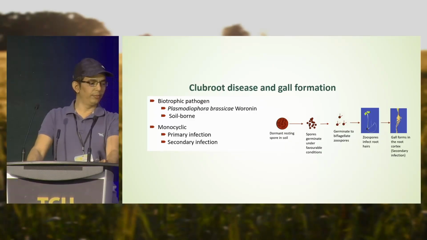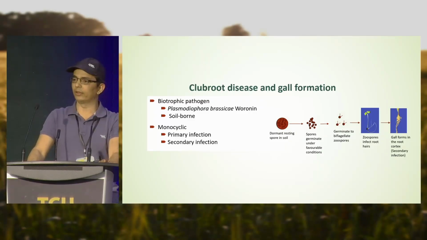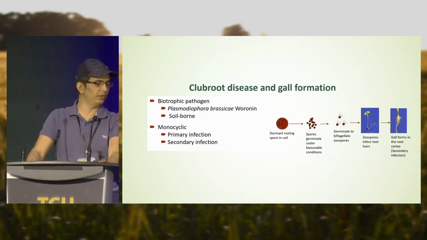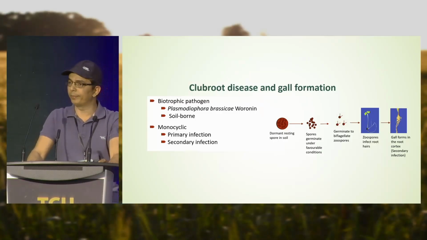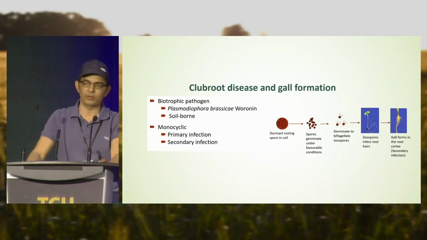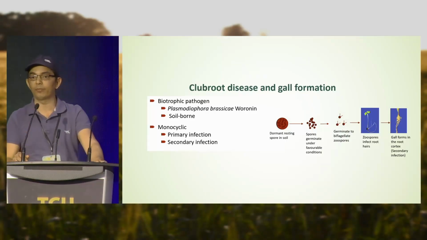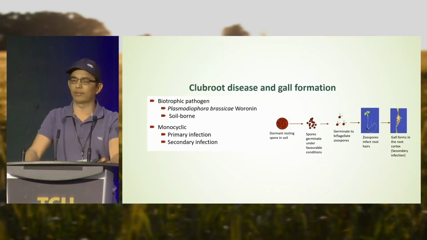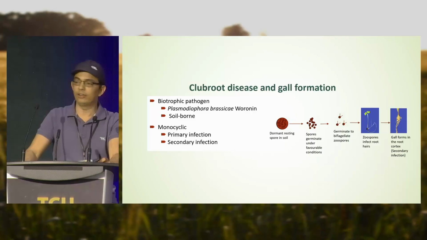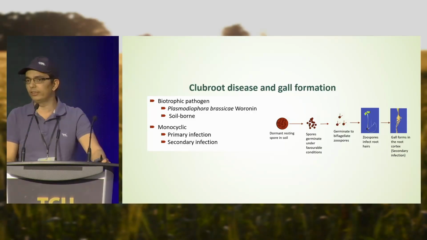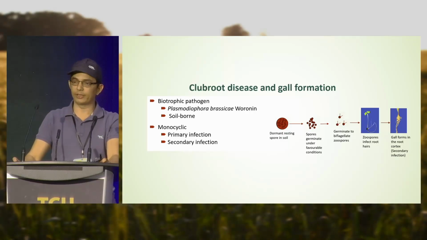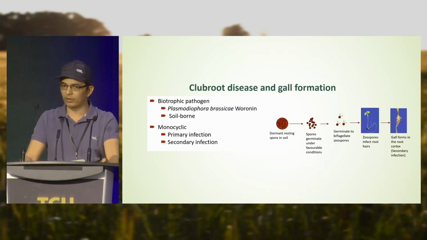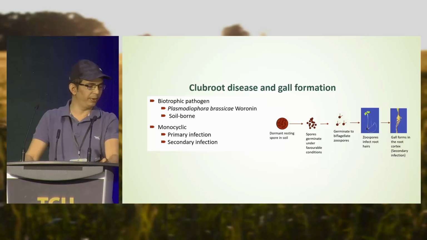A little bit on clubroot disease and gall formation. Clubroot disease is caused by a biotrophic pathogen, meaning it depends upon host tissues for completing its life cycle. It is a soil-borne disease. It is also a monocyclic disease because it completes only one cycle per growing season. There are two different infections, primary infection and secondary infection.